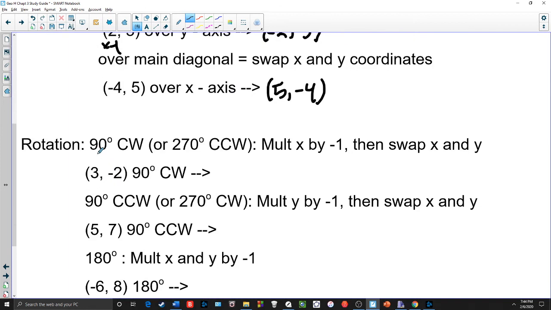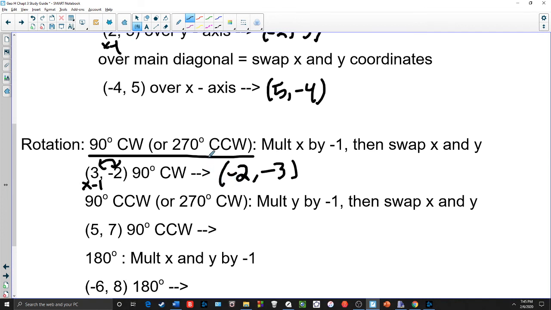So for 90 degrees rotation clockwise or 270 degrees counterclockwise, these are both the same. Going 90 degrees this way and going 270 degrees the other way is the same movement, same rotation. It's basically a combination of the main diagonal and the reflection. So you multiply x by -1 and then swap them. So my x number gets multiplied by -1, and then I'm going to swap positions. So it'd be (-2, -3). So multiply x by -1 and then swap. Please do this before you swap, otherwise you're going to multiply the wrong one by -1 and miss out on some points there.